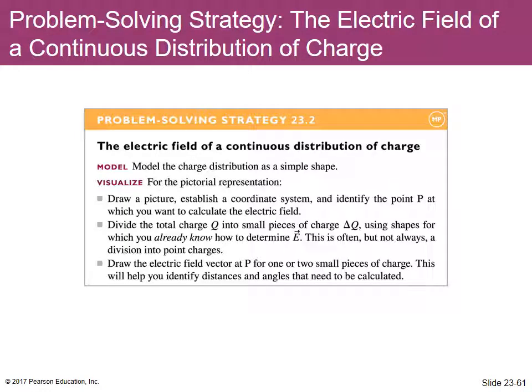To find the electric field of a continuous distribution of charge, model the charge distribution as a simple shape. For the pictorial representation, draw a picture, establish a coordinate system, and identify the point P at which you want to calculate the electric field. Divide a total charge Q into small pieces of charge delta Q, using shapes for which you already know how to determine the electric field vector. This is often, but not always, a division into point charges. Draw the electric field vector at P for one or two small pieces of charge.